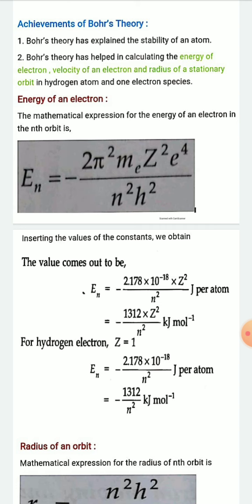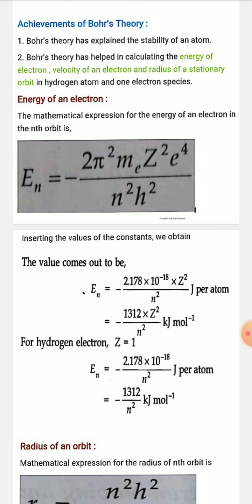The next achievement is, using Bohr's theory, you can calculate the energy of an electron, velocity of an electron, and the radius of a stationary orbit or permitted orbit or allowed orbit in hydrogen atom or hydrogen-like one electron system. So first, calculation of energy of an electron in an orbit.